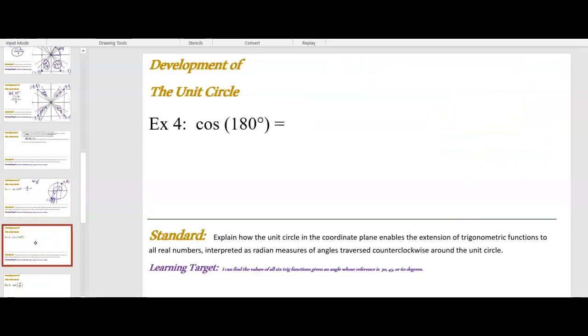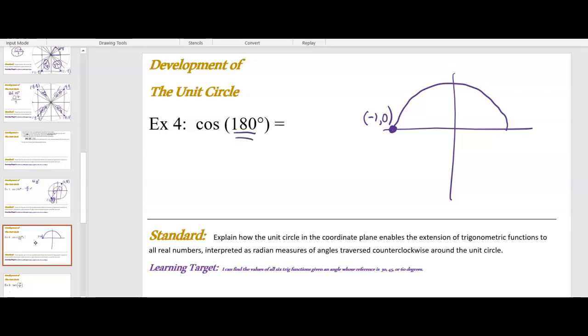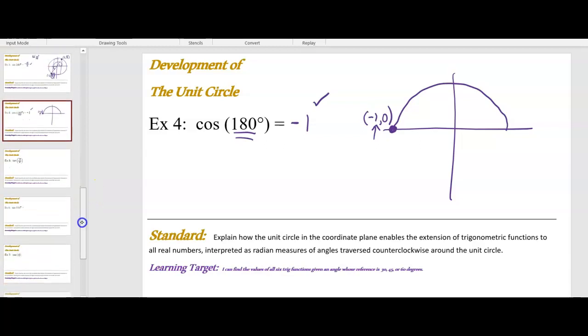Next problem. Cosine of 180 degrees. Ooh, I like this one. 180 takes me there. That point on the unit circle is negative 1, 0. So I found the point at 180. Cosine by definition is the x value. So cosine of that given angle is the x-coordinate, and the x-coordinate is negative 1. Boom, done. So cosine of 180, negative 1. Sine of 180, 0. And I could find tangent, cosecant, cotangent if I needed to. Takes us to the next example.